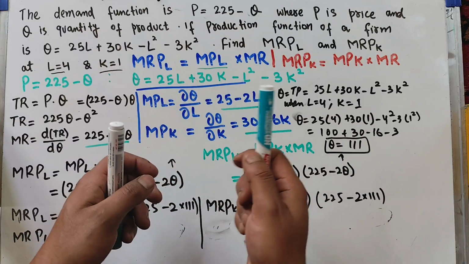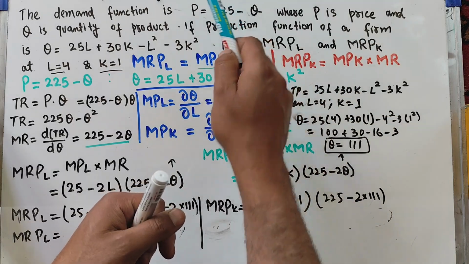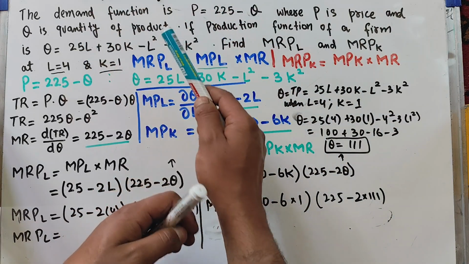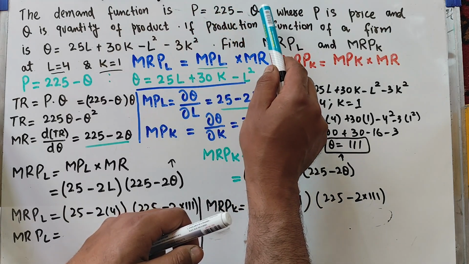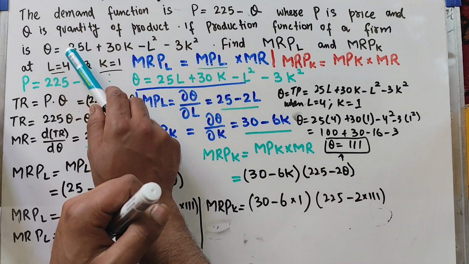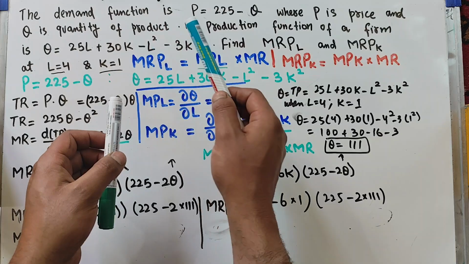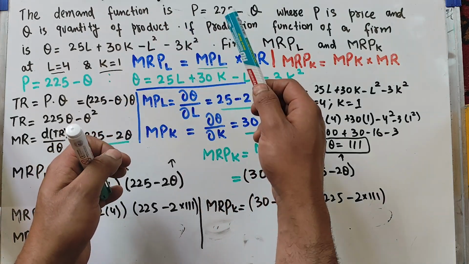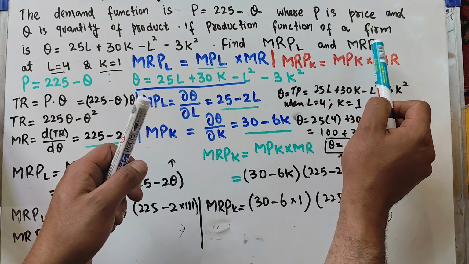In this video, we will learn how to find out the marginal revenue product of labor and capital from the given demand and the production function. We are given the demand function of a product as P is equal to 225 minus Q, and the production function, Q is equal to 25L plus 30K minus L square minus 3K square, where K and L denote the units of capital and labor employed. We have to find out the marginal revenue product of labor and marginal revenue product of capital.